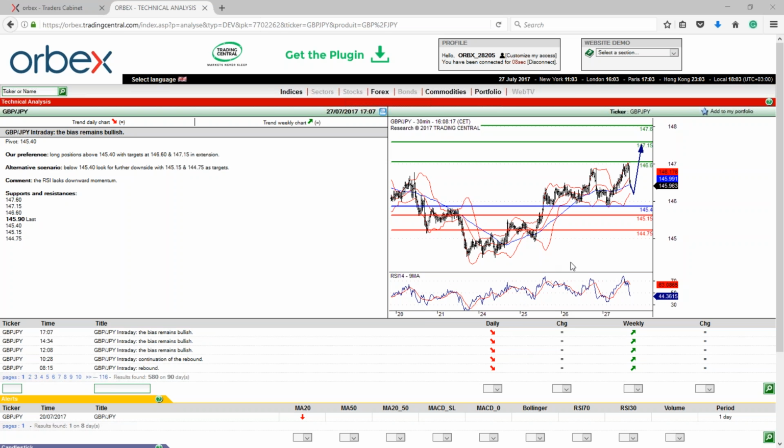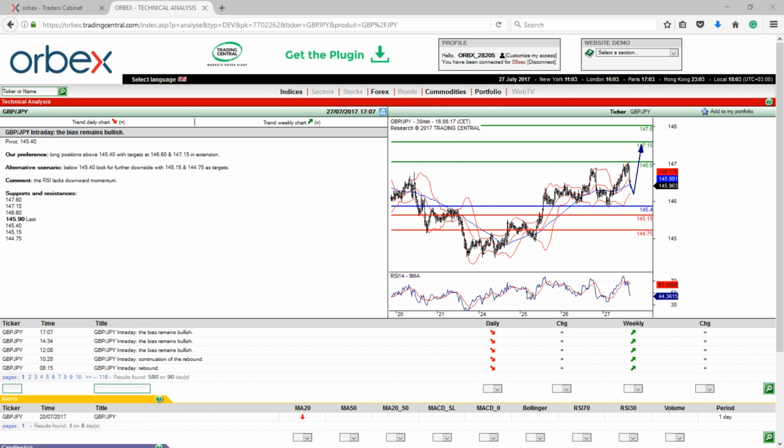Now, the middle line that we have is the 50 level of the RSI. This is a neutral level. While the RSI is above that level, this means that the market is bullish. And while the RSI is below that level, this means that the market is bearish.